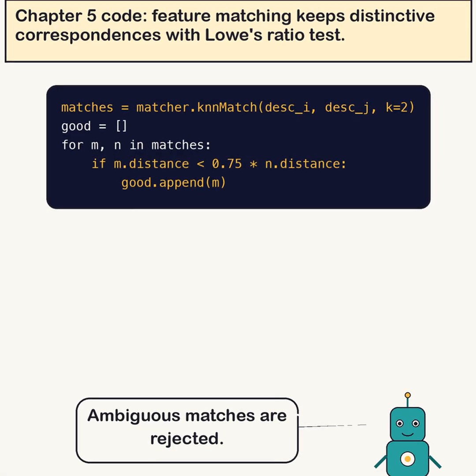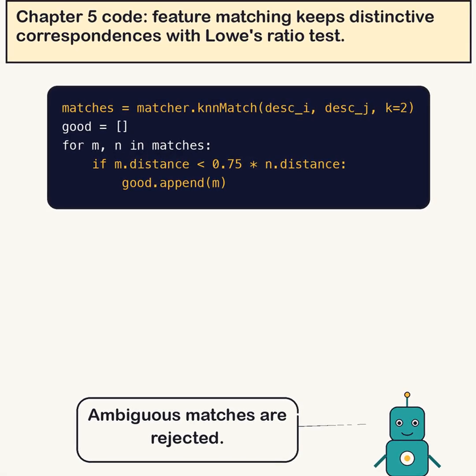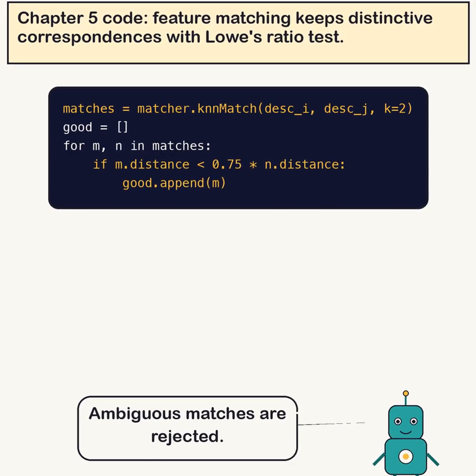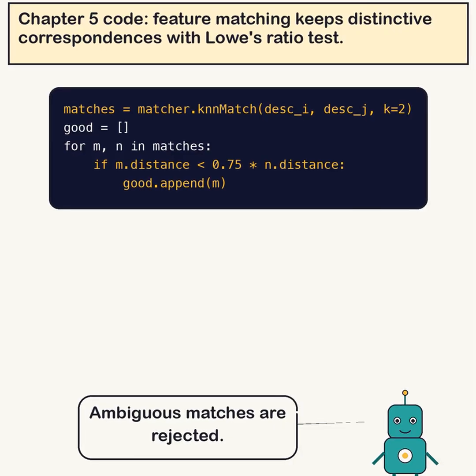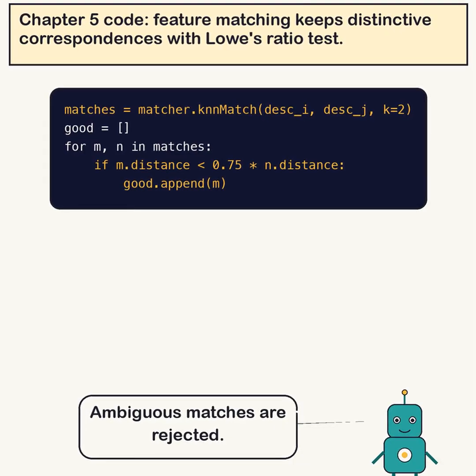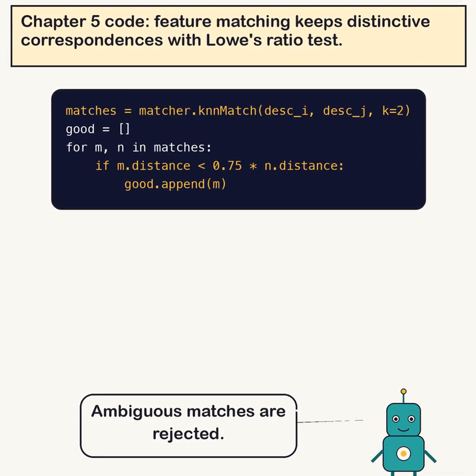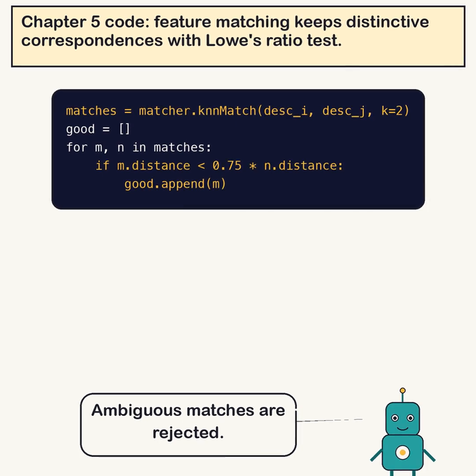Feature matching uses descriptors from two images. K nearest neighbor matching returns the best and second best match. Lowe's ratio test keeps a match only if the best distance is clearly smaller than the alternative, rejecting ambiguous correspondences. Lowe's ratio test survived because matching is full of imposters.